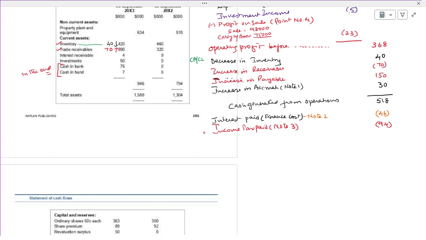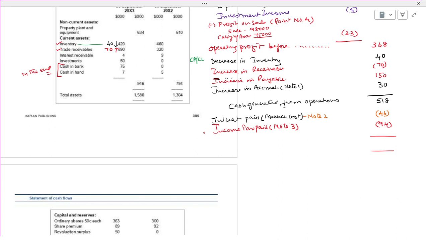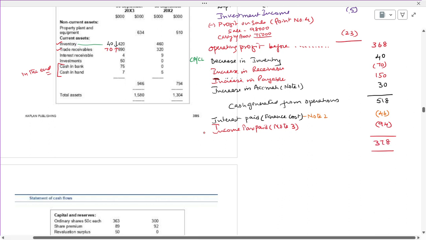Income tax paid. Total it. How much will you get? Minus 518, minus 378, 46, minus 94. How much? 378. This is called cash flow from operating activities.